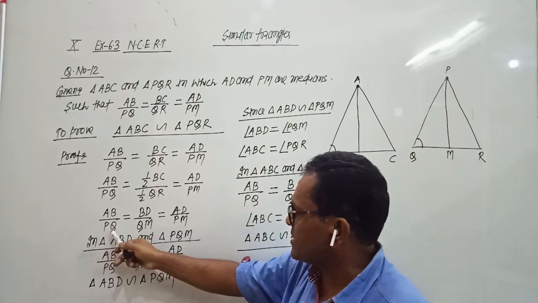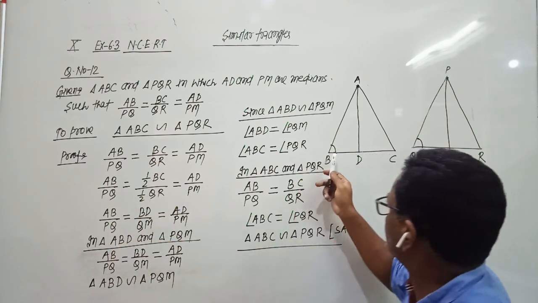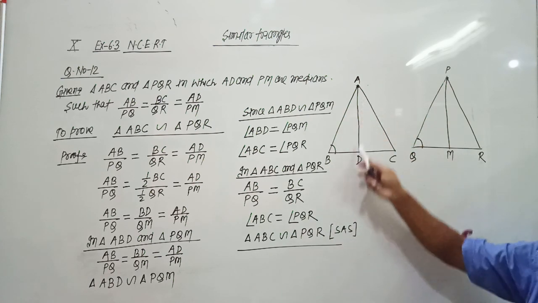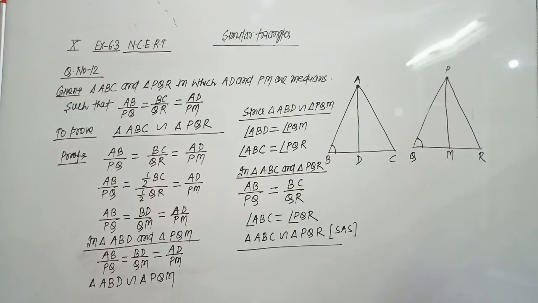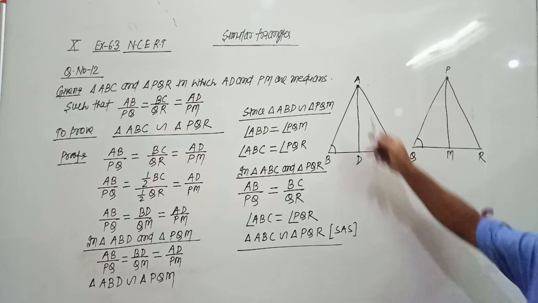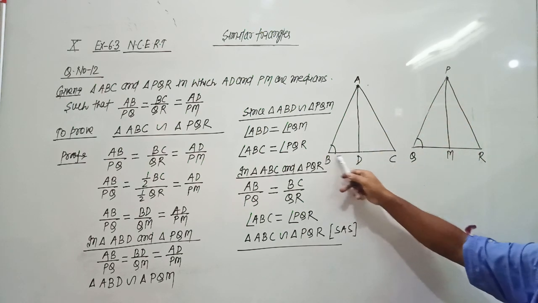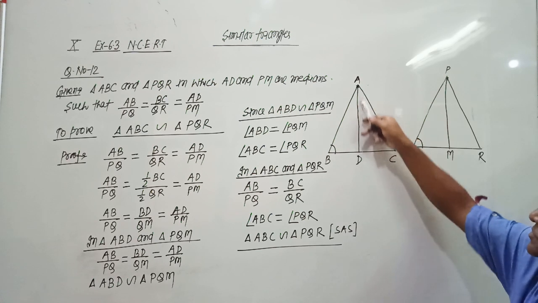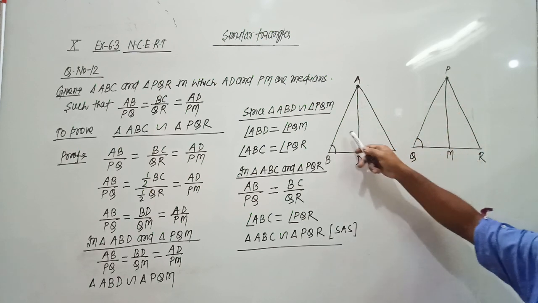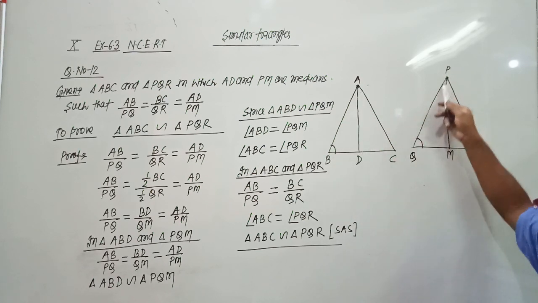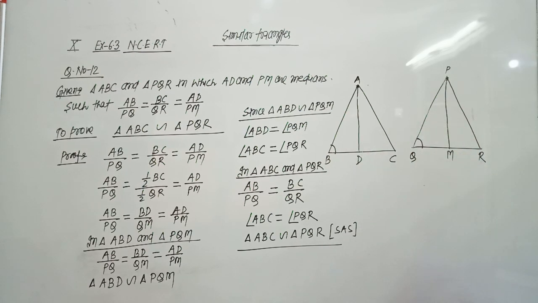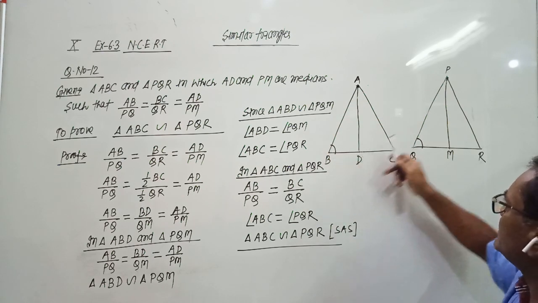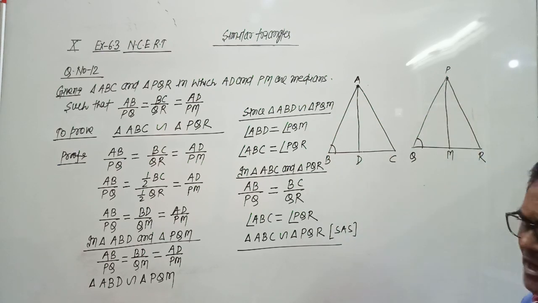So AB upon PQ, and half of BC can be written as BD, because the median divides the opposite side into two equal parts, BD equals CD. And half of QR is written as QM. So we get AB upon PQ equals BD upon QM equals AD upon PM. Means in triangles ABD and PQM, all three sides are proportional. Therefore, triangle ABD is similar to triangle PQM.